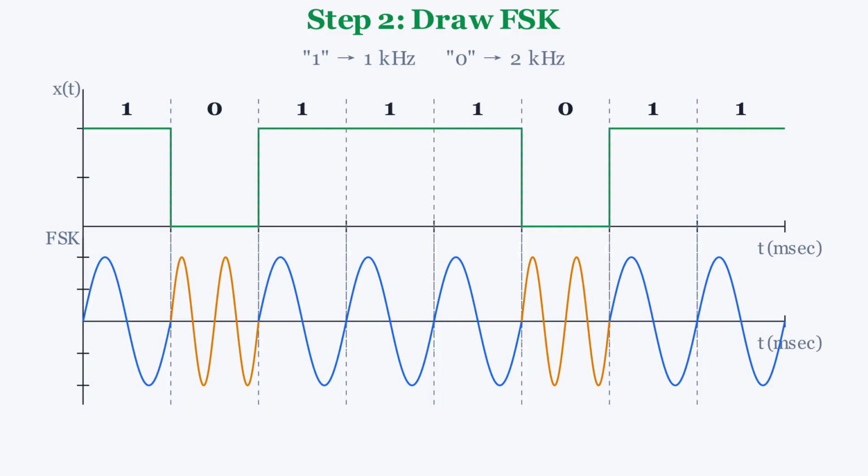Notice the visual signature. Where the bit is 0, the wave looks visibly tighter. Where the bit is 1, it looks more spaced out. The carrier never stops. The frequency is what carries the information. FSK is more robust against amplitude noise than ASK because the receiver only needs to recognize which of the 2 tones is present, not how strong it is.